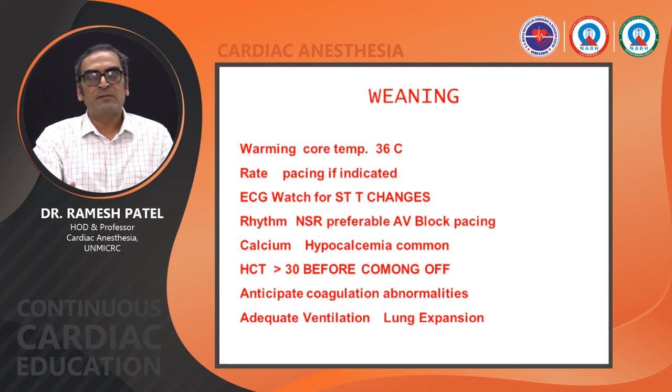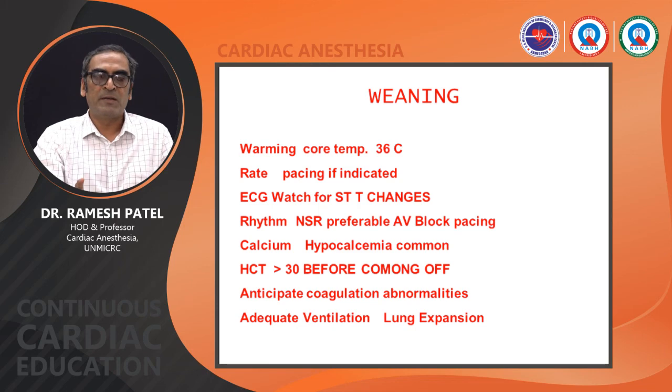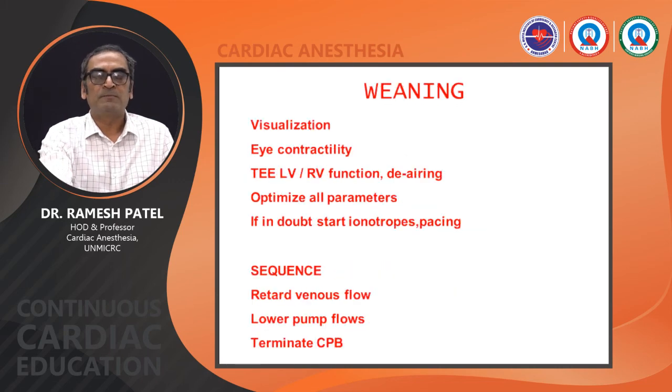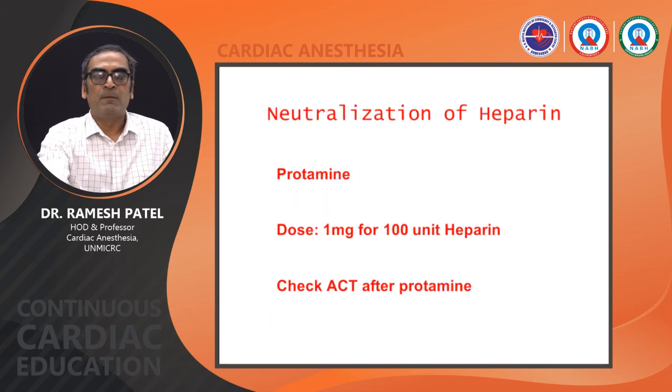Check whether the patient is having sinus rhythm or not. If not, then we can apply a pacemaker. Hematocrit should be more than 30, and the patient's temperature should be around 36.5 degrees centigrade. After checking all the parameters, then we can wean the patient from the cardiopulmonary bypass pump. And of course, the lungs should be expanded adequately. And gradually, we should reduce the pump flow and wean the patient from the pump.